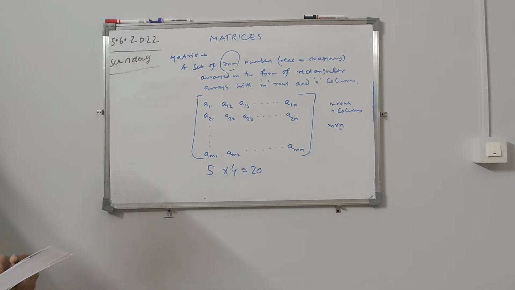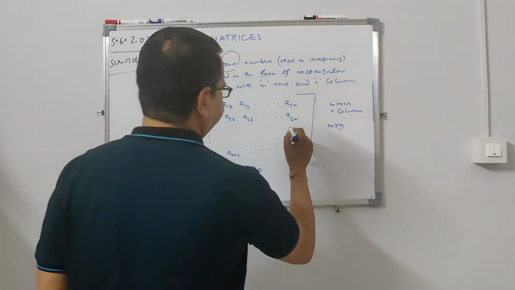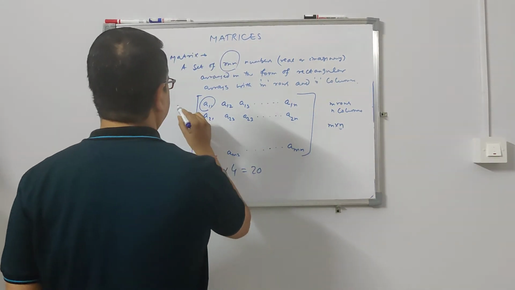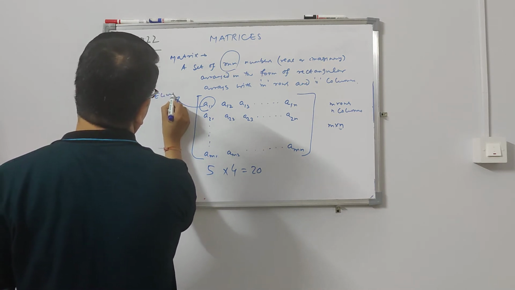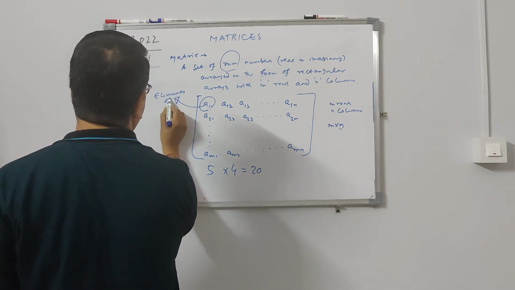And the numbers occurring in the rectangular array, so these are all a rectangular array. The numbers occurring in the rectangular array or the matrix are called elements of the matrix. So these numbers are called elements.